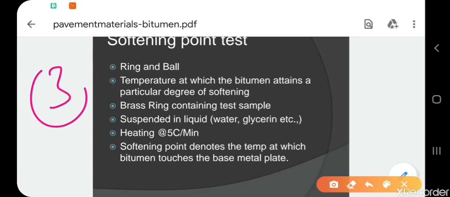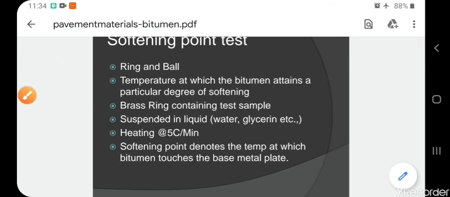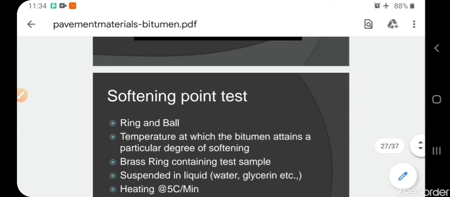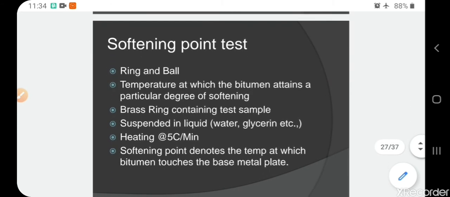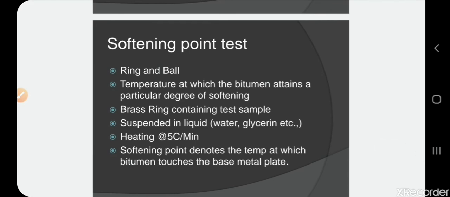And the next one, the third, is the softening point test. Actually this can be done by ring and ball, and it gives the temperature at which the bitumen attains a particular degree of softening. As already told, bitumen at normal temperature is in a semi-solid state. When subjected to temperature, the bitumen softens, becoming smoother, and it may be subjected to a viscosity or fluidity test. In this test, we find at what temperature the bitumen softens.